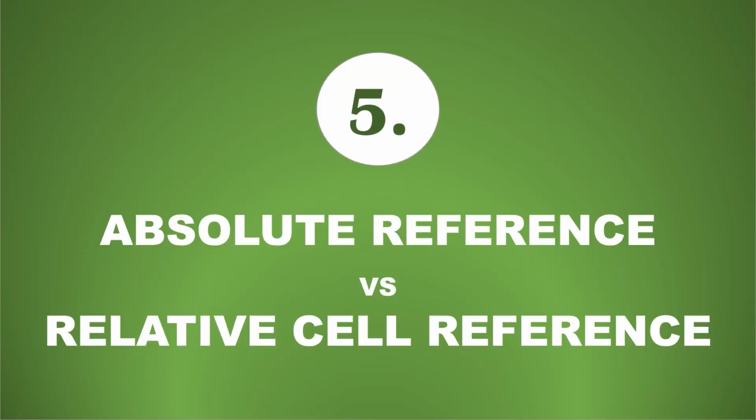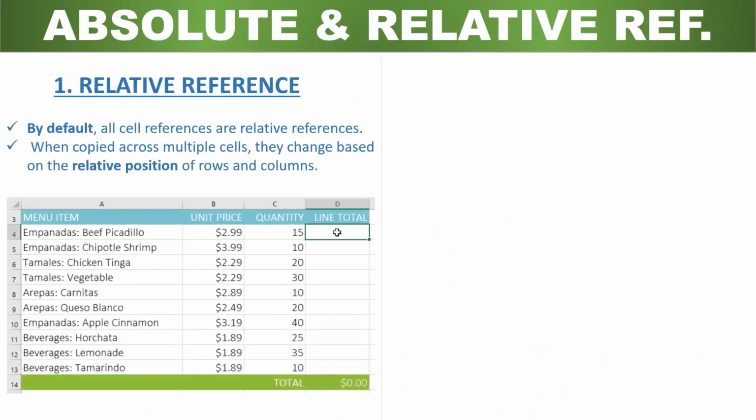Now coming to the 5th concept, which is a favorite for all the interviewers. What is the difference between absolute and relative cell reference? Is there any difference? What exactly do you mean by these and what is the purpose? So first of all, what is relative reference? By default, all cell references are relative references.